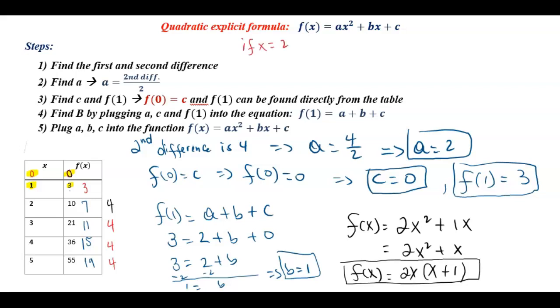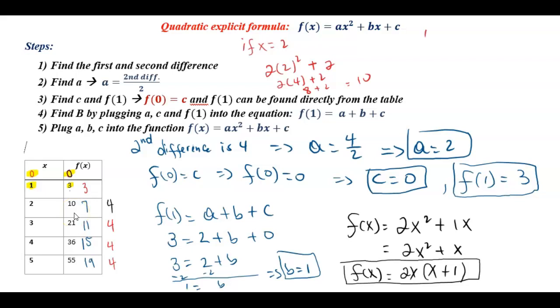If x is equal to 2, then we have 2x squared, so we're gonna have 2 times 2 squared plus 2. Okay, so 2 squared is 4, so we're gonna have 2 times 4 plus 2. 2 times 4 is 8 plus 2. 8 plus 2 is 10. So when x is 2, y is 10, and if you go back to the table, when x is 2, f of x is 10. So that works. So let's try 5 now.